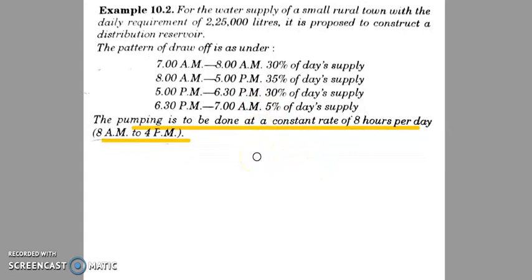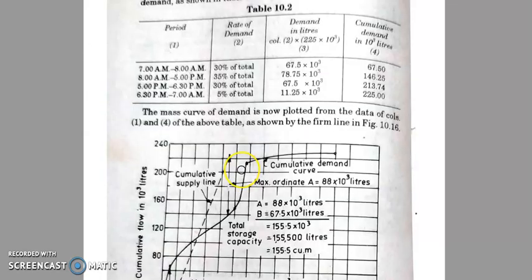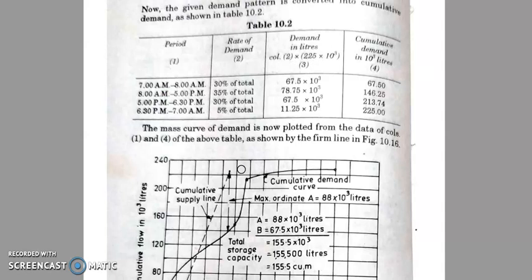I had shown two figures. One is 24 hours pumping, another is intermittent pumping. So here the pumping is not done 24 hours, it is only from 8 a.m. to 4 p.m. So how to draw this? Right? Now the total daily requirement is 2.25 lakh liters. So just for easy calculation we will write it as 225 into 10 raised to 3 liters.